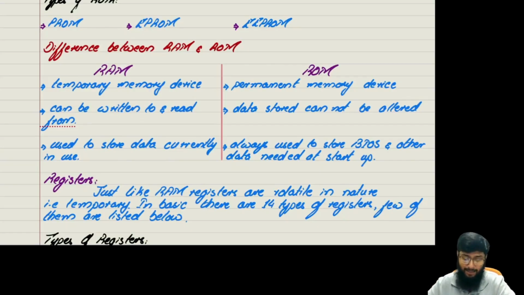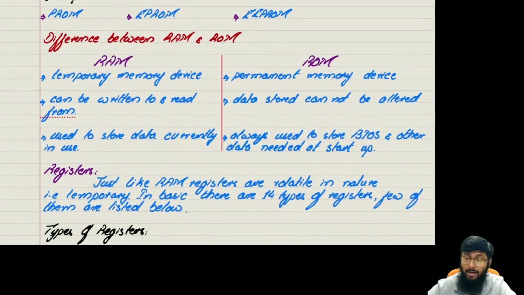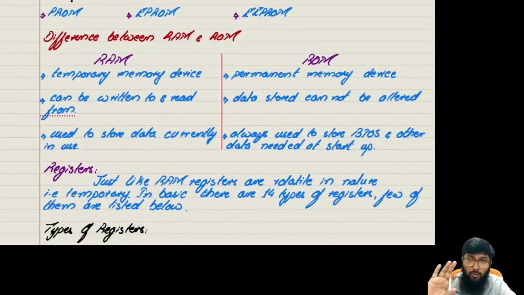Now the first thing they are saying is that RAM is a temporary memory device, whereas ROM is a permanent memory device, as we just discussed. Data can be written to and read from the RAM. You can write something over there and you can read from it. Read means it's already stored there and you are just going to open it. Write means you're going to store something in the RAM. But from the ROM, once data is written there, it can only be read, but it cannot be altered as it is a permanent sort of memory.